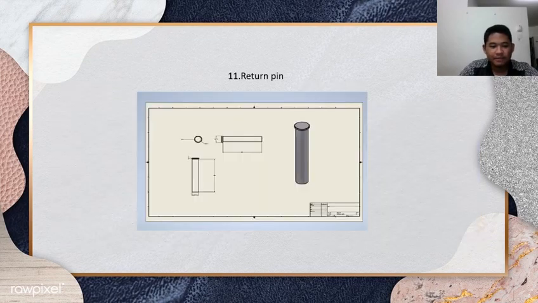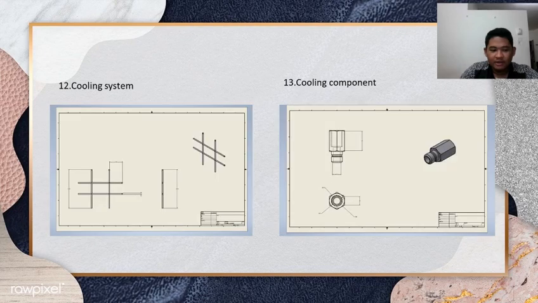Next we have the return pin. The return pin is for the ejector mechanism. It returns the ejector mechanism to its original position. The cooling system is to ensure uniform cooling of the molded product and then eject the product within a short period of time. And lastly, we have the cooling component.